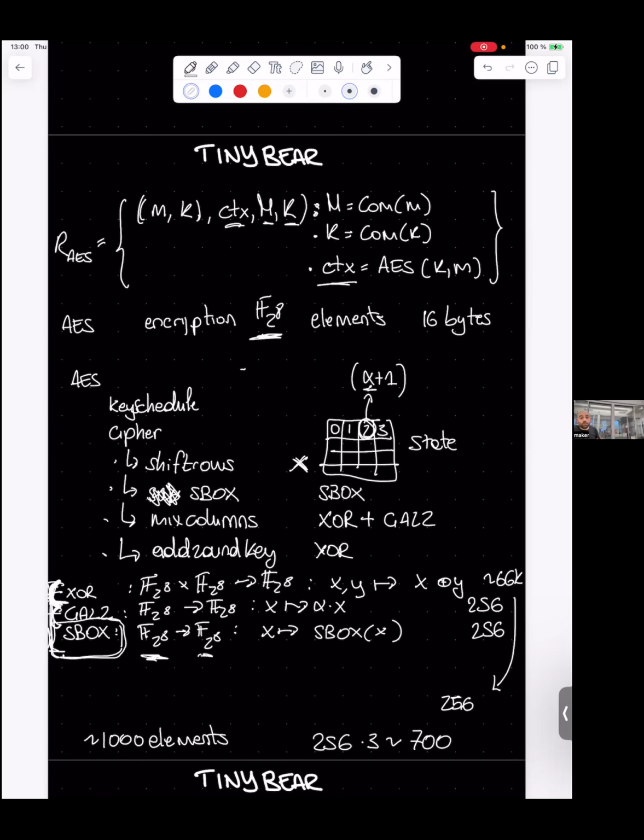In the MPC in the head community, the S-box operation can also be done with a polynomial of degree 7. So I wonder also, more in general, if there are tricks from the MPC in the head community, which has really been optimizing AES for their purposes, that we can also inherit in our community. But this is more of an open question and a long-term thing.